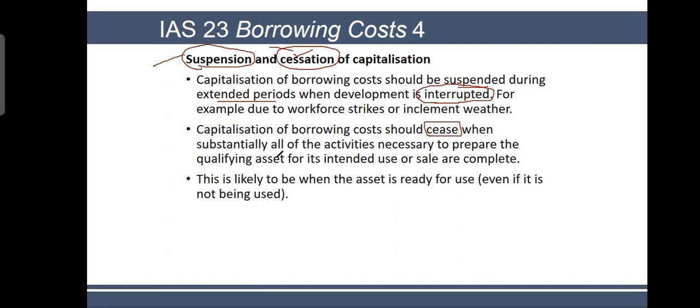Now, when should you cease? When should you stop? You say, this is my building, the construction period has finished. So this is called cessation. And when this cessation happens, it says capitalization of borrowing cost should cease when substantially all of the activities necessary to prepare qualifying assets are complete. Substantial. It does not say when the asset is fully complete. Now here you should pay attention. Listen.